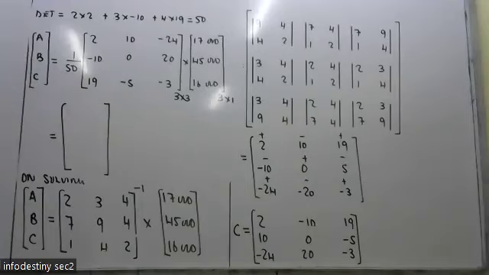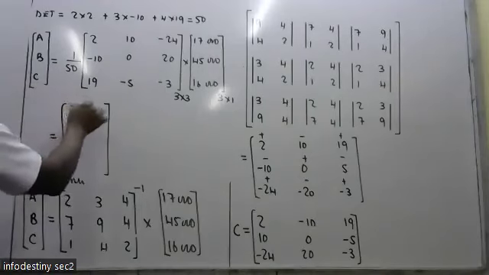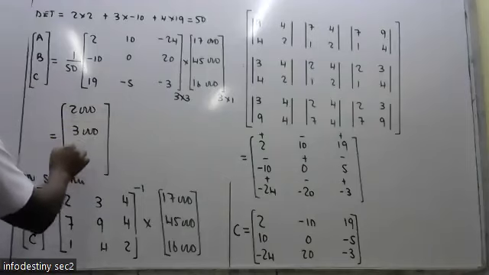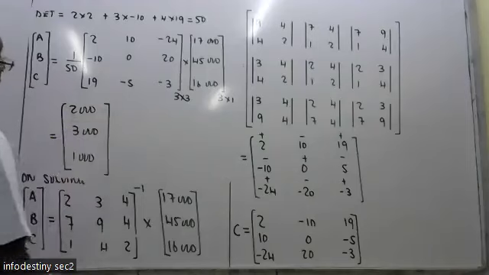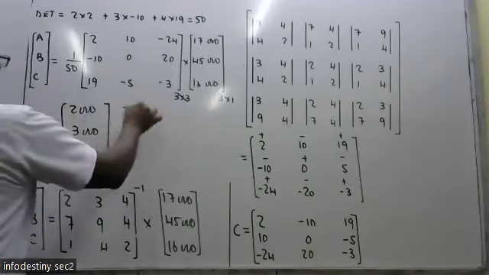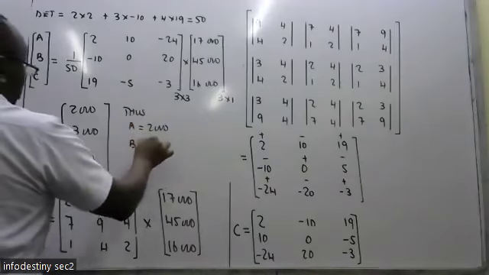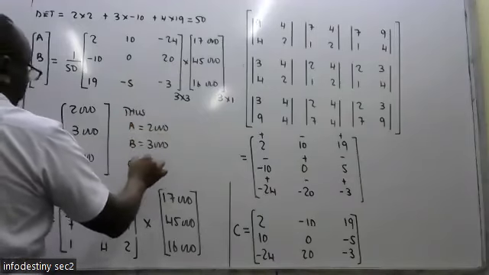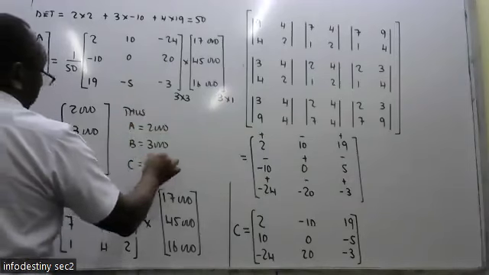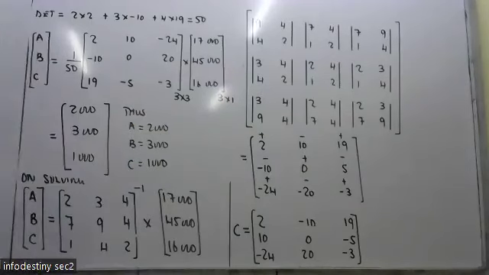What are the answers? 2,000, 3,000, 1,000. And thus, A is 2,000 units, B is 3,000 units, and C is 1,000 units. Sio iko sawa?